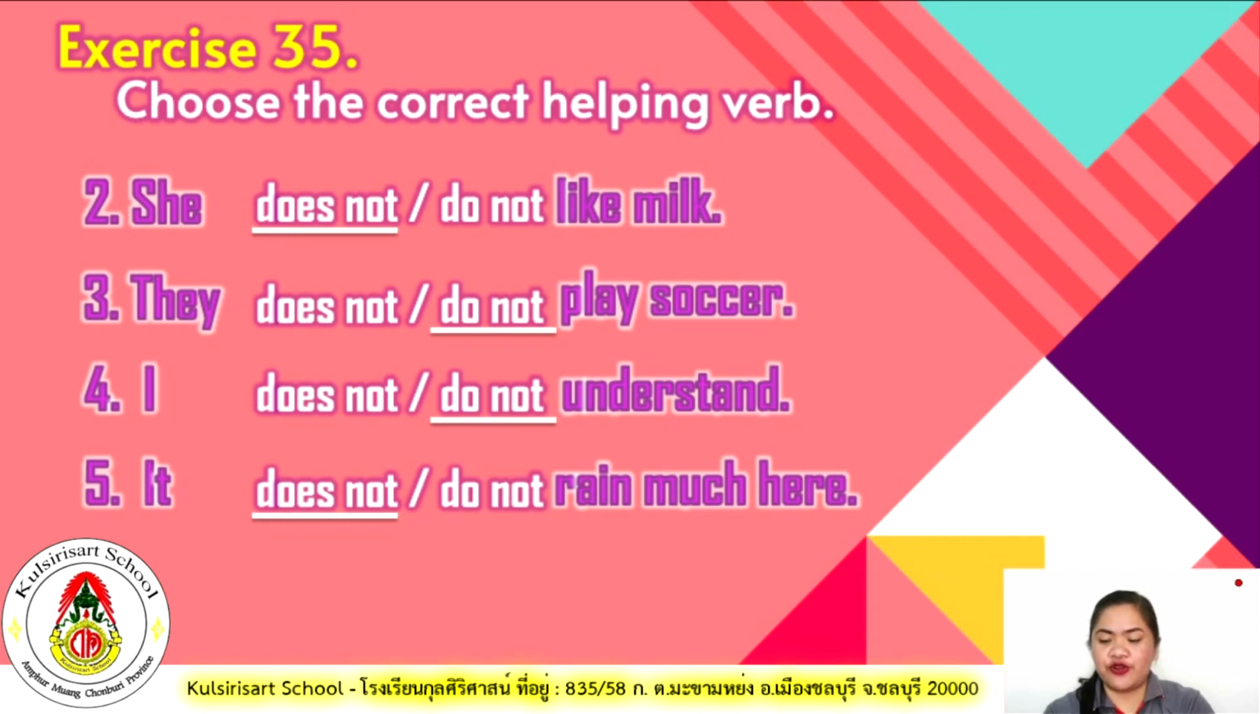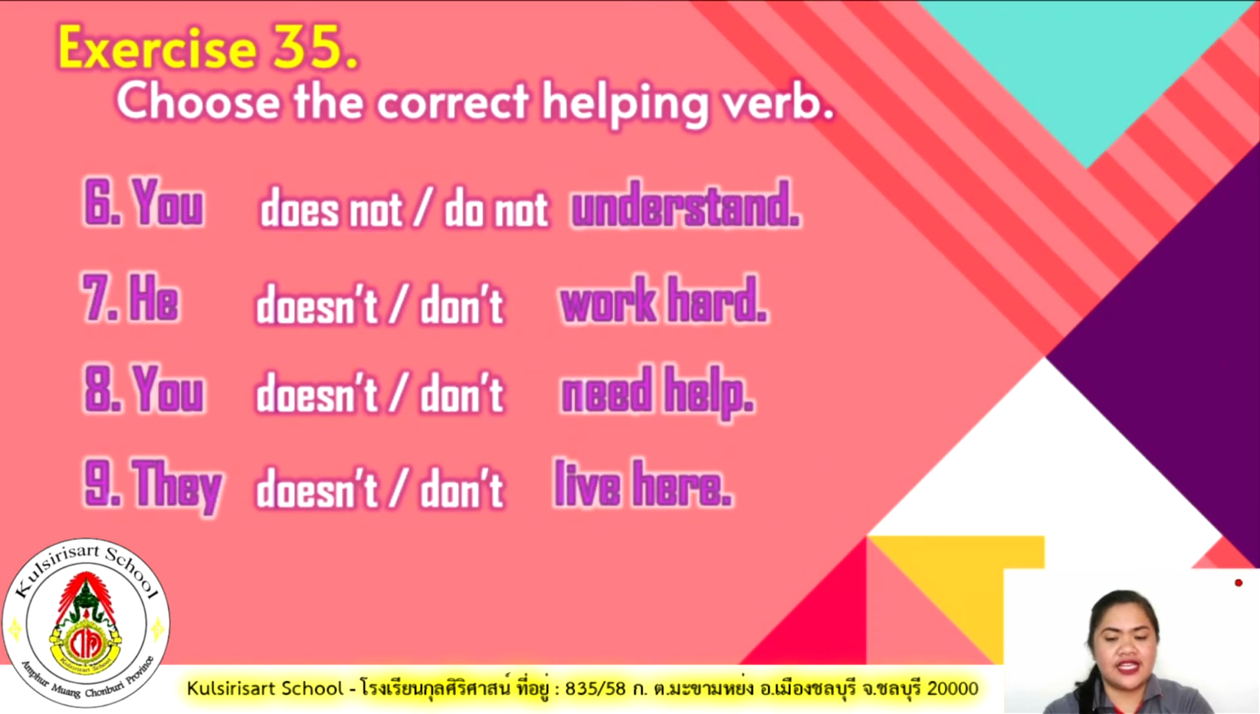Okay. So, we're finished with items 2 to 5. Now, let's proceed to items 6 to 9. So, we have here number 6. Number 6, the subject there is the pronoun you. You, singular or plural? It can be. But of course, as what I told you from the rule, you're going to use the helping verb do and then the negative word not. You do not understand.